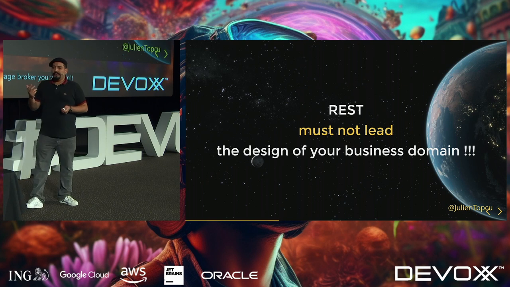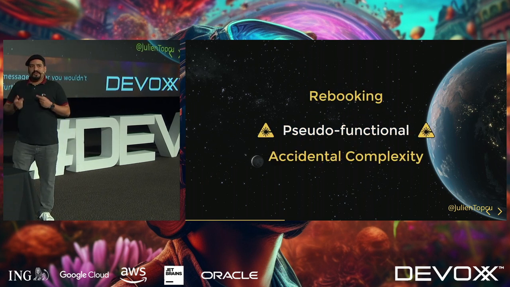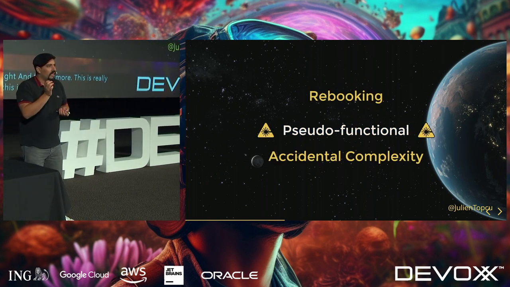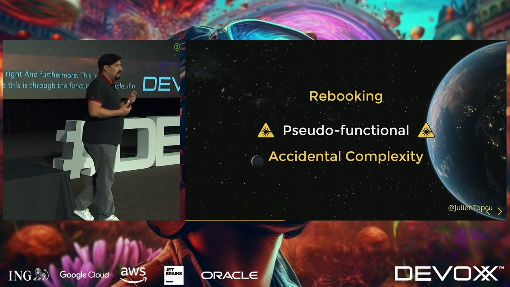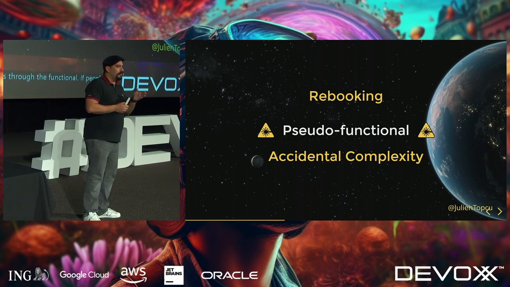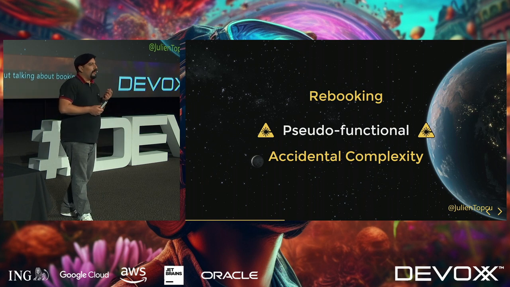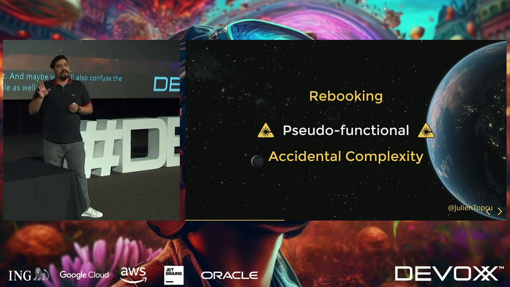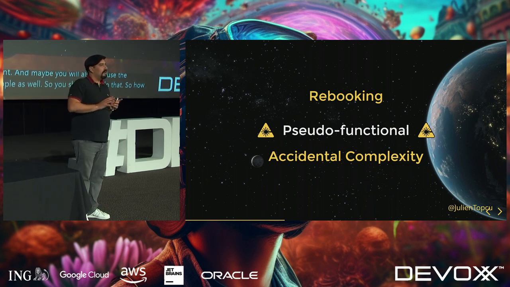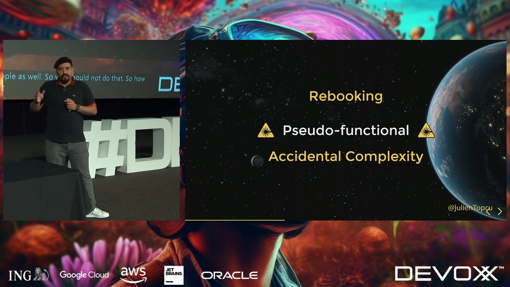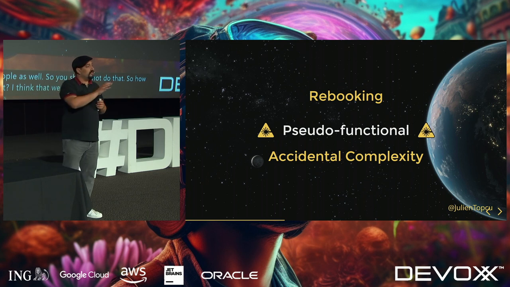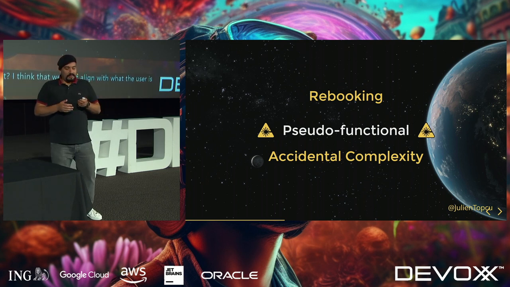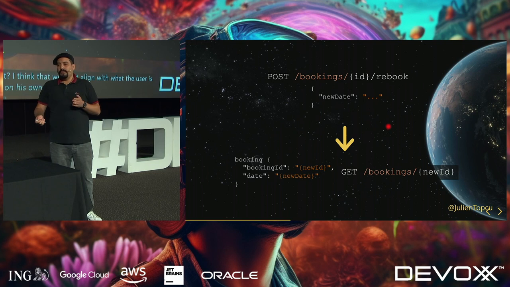And furthermore, this is really dangerous because this is pseudo-functional. If newcomers hear you talking about bookings, rebookings, sounds like they're different. And maybe you will also confuse the functional people as well. So you should not do that. So how do you fix that? I think that we must align with what the user is doing. The user is on his own booking. He wants to rebook the existing one, bookings ID.